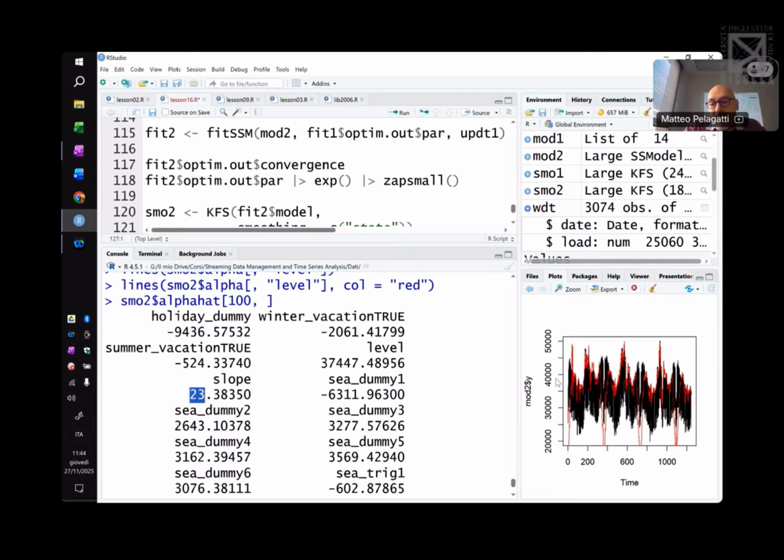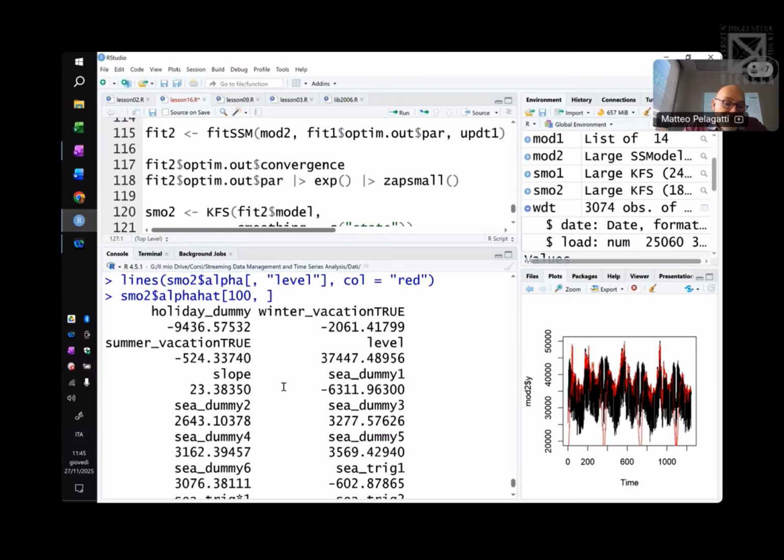Why slightly? Well, because we're measuring this in thousands. So an increase of 23 per day is not very large, but it's an increase in the consumption. Of course, you have to think we are coming out of the COVID period where the consumption decreased, so it makes sense.